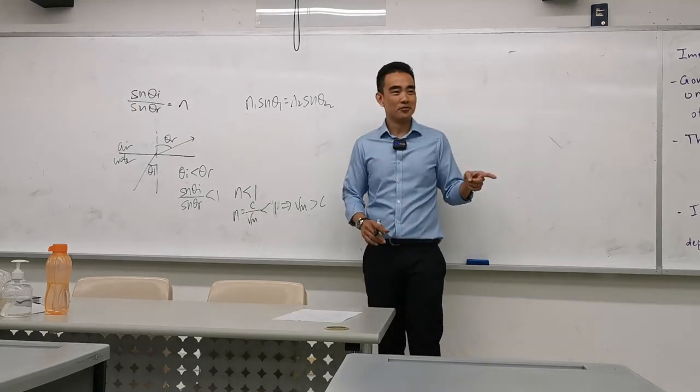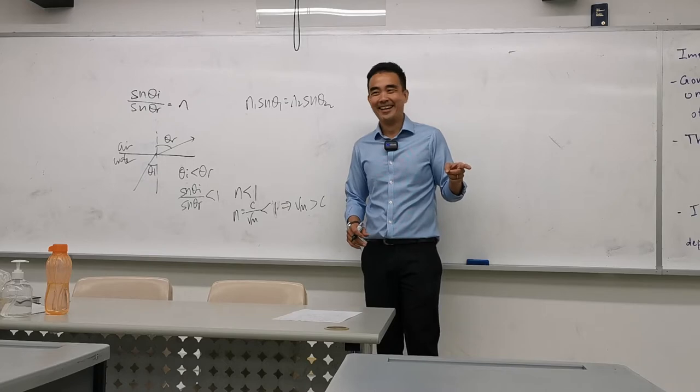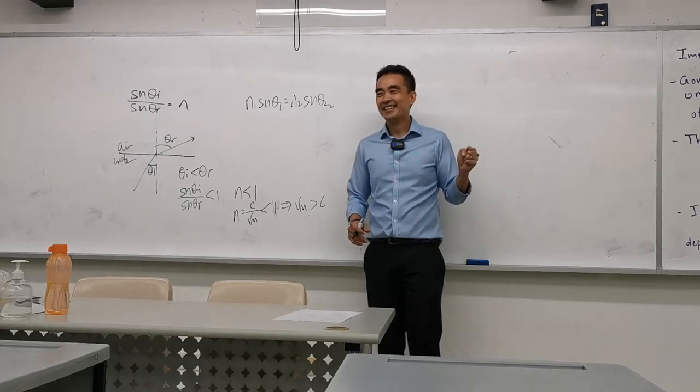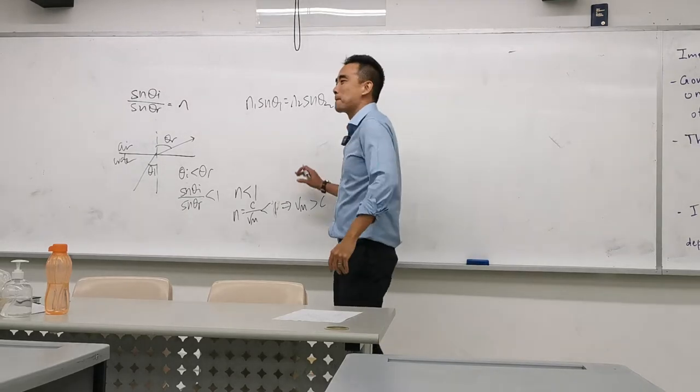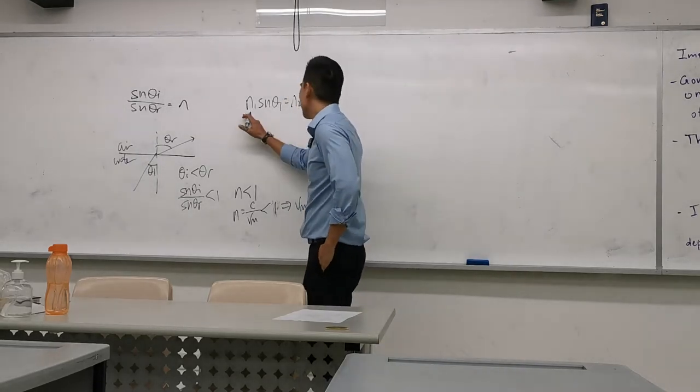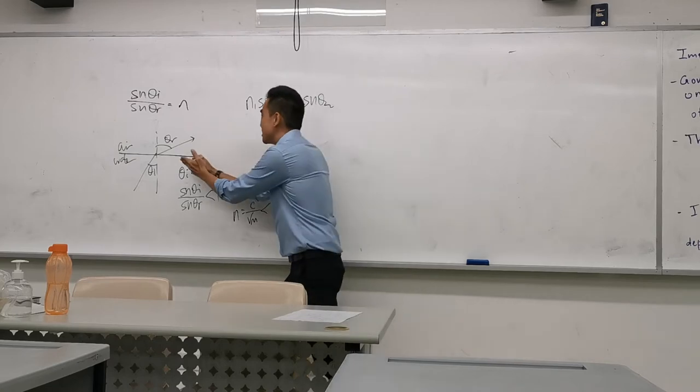But I'm going to show you how to. And you're going to tell me why that's right or why that's wrong. Okay? So let's take a look. n1 sine theta 1 equals n2 sine theta 2. How do you use it in this case?